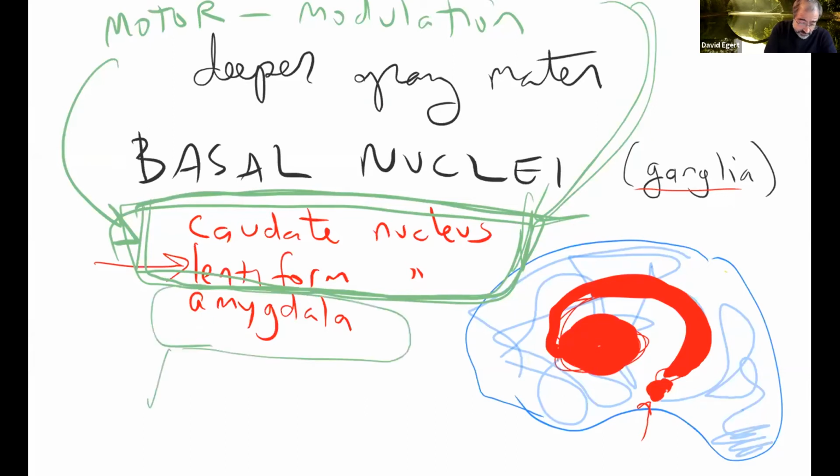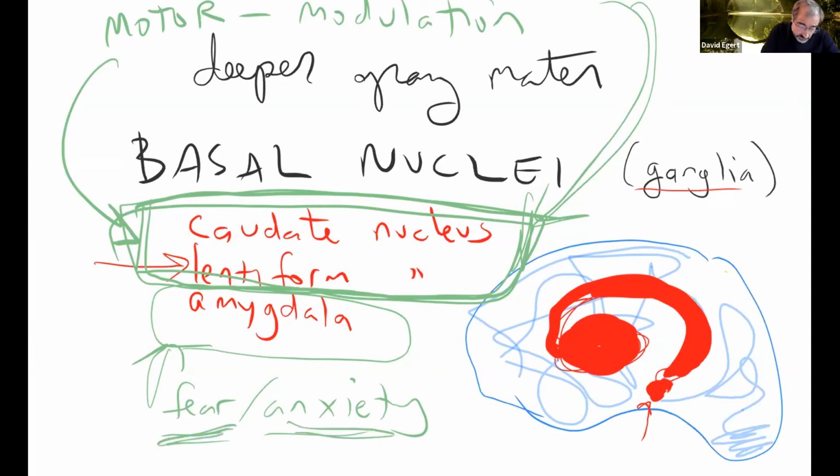Amygdala, on the other hand, is going to be important for emotional processing. This is an area that is activated in fear and anxiety. It's one of the few parts of the brain that processes emotion where we have an actual connection between particular emotions and particular neural activity. I'll talk more about the amygdala when we get to the limbic system.